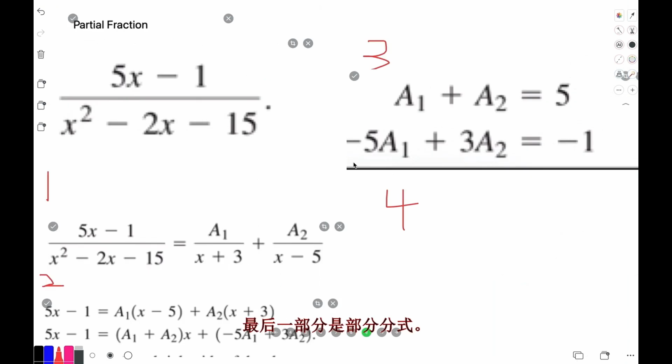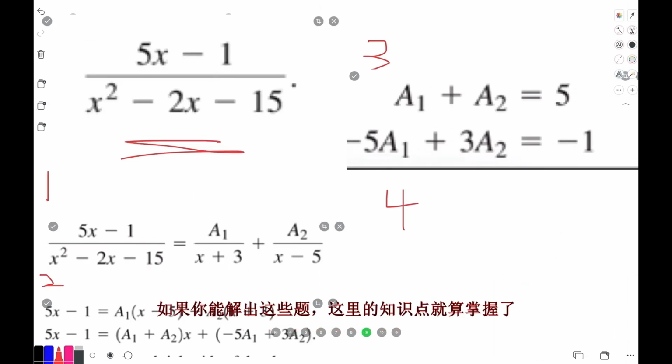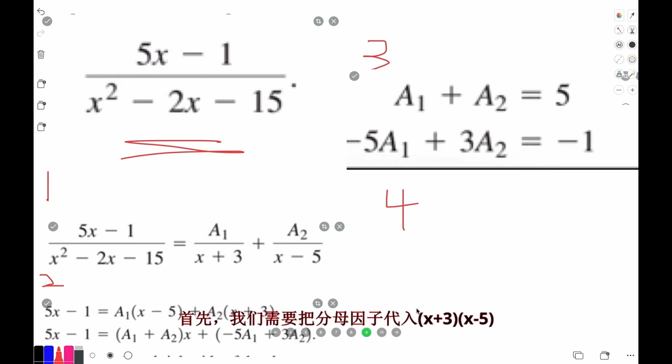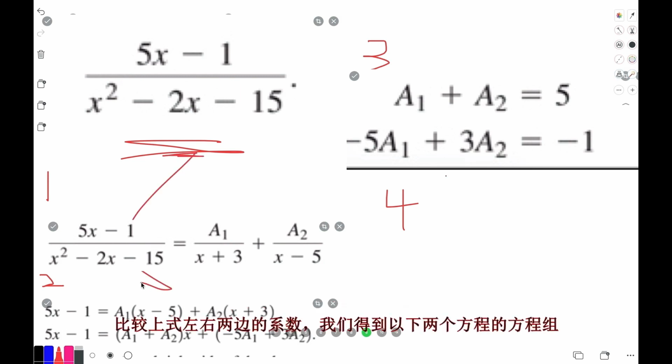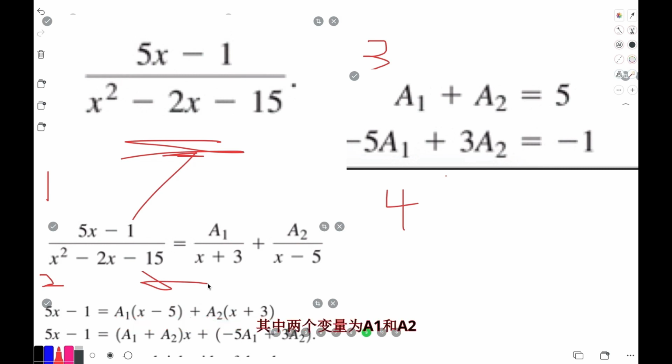The last part is the part where, if you can understand these questions, then you will be okay in this knowledge. First, we need to factor the denominator into x plus 3 times x minus 5. And then clear fractions by multiplying both sides of the above equation by this to obtain this. The first step, comparing coefficients on the left and right side of the above equation, we obtain the following system of two equations in the two variables A1 and A2.